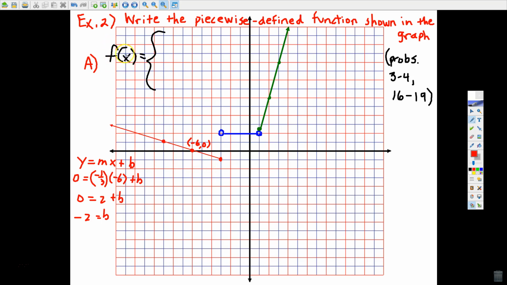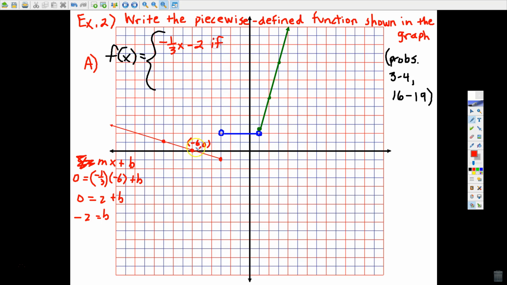So now we're ready to write the equation that represents the red piece. Since we already have f of x, that's like saying y equals, so we don't need to write that again. It would be -1/3 x minus 2. Okay, that takes care of the red. Now let's take a look at the blue. Well, that's a horizontal line. Oh, I need to go back. Sorry, I didn't restrict the domain.